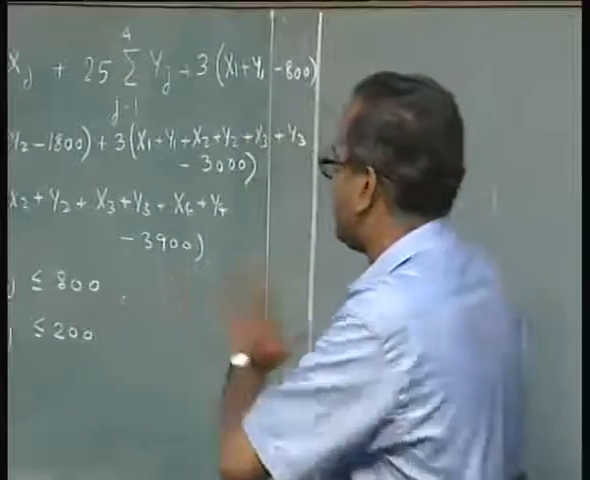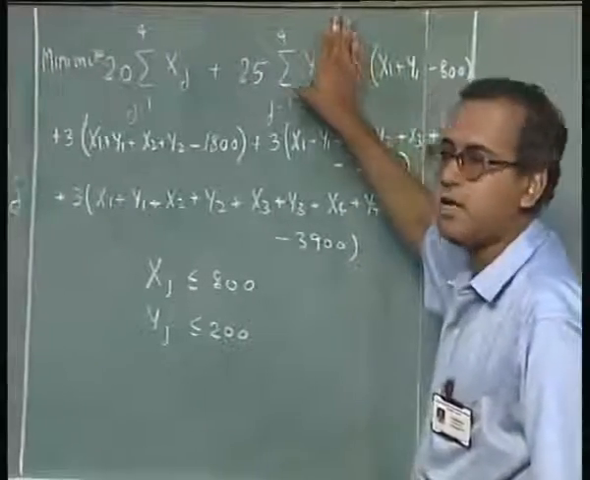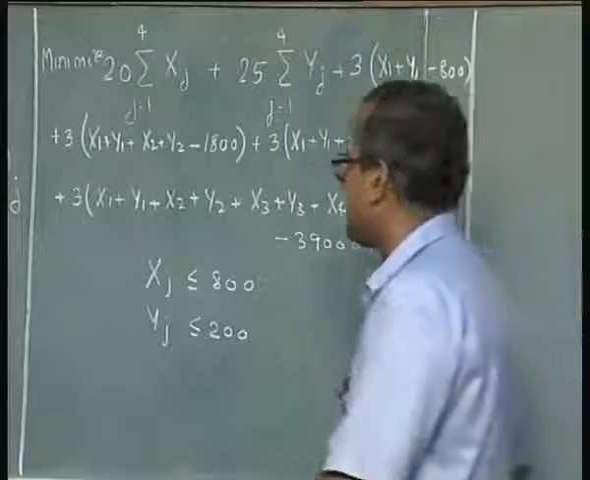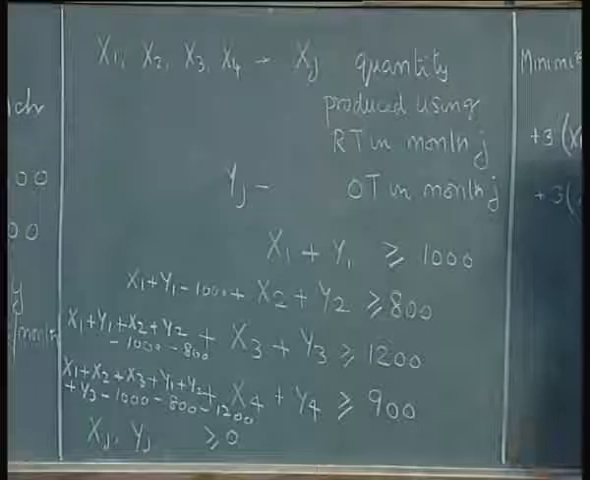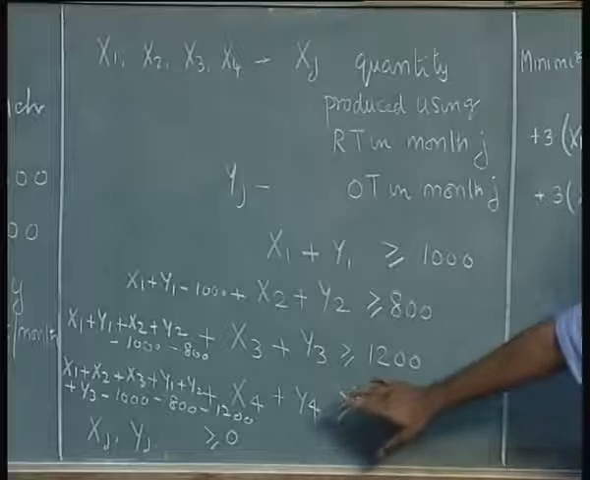In this formulation we have learnt a few things. We have learnt a minimization objective function. The earlier formulation had a maximization objective function. In this formulation we learnt to introduce greater than or equal to type inequalities, which we did not see in the earlier formulation.